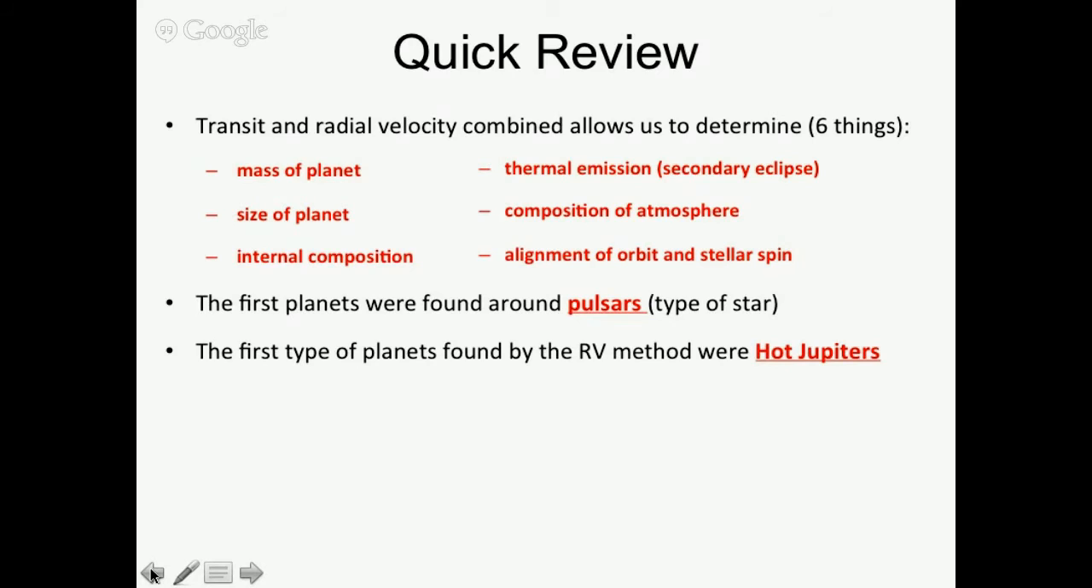The transit technique, by the way, also has a selection bias toward finding planets close to their stars, because they have to actually align with the star along our line of sight. So both of those are selection biases. The transit method can also find smaller planets.